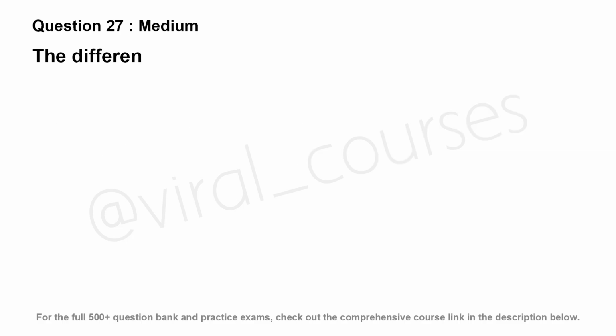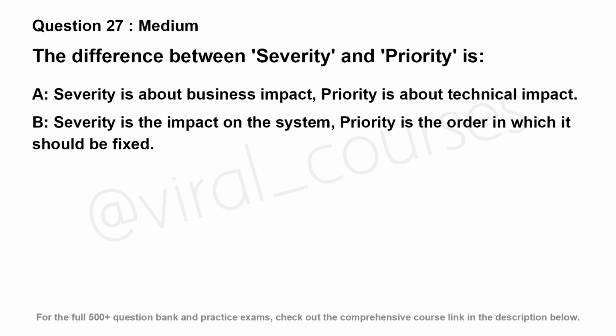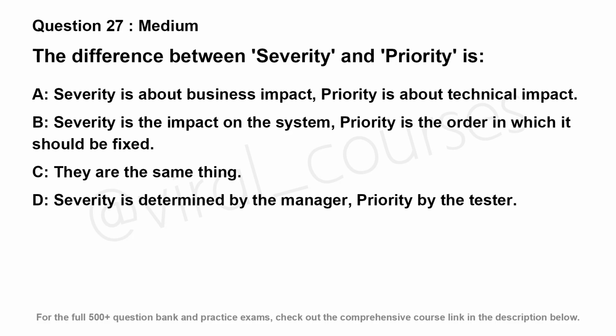The difference between severity and priority is: Option A. Severity is about business impact. Priority is about technical impact. Option B. Severity is the impact on the system. Priority is the order in which it should be fixed. Option C. They are the same thing. Option D. Severity is determined by the manager. Priority by the tester.